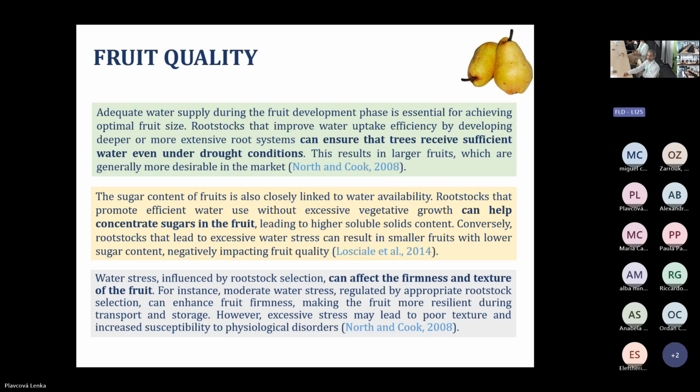Fruit quality is directly related to rootstock, but rootstock also indirectly, through water availability, can influence fruit quality. There are many results, but I chose a few. Rootstocks that improve water uptake efficiency by developing deeper or more expansive root systems can ensure that trees receive sufficient water even under drought conditions. Also, rootstocks that promote efficient water use without excessive vegetative growth can help concentrate sugars in the fruit. And also some rootstocks can affect the appearance and texture of the fruit during water stress and lack of water.